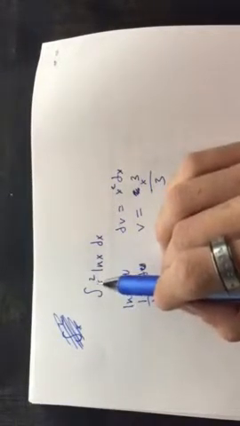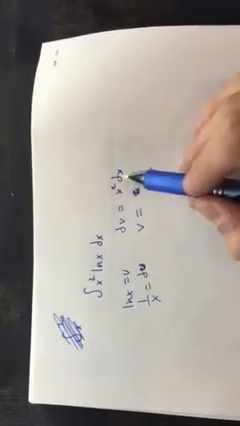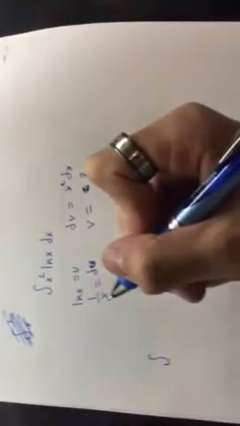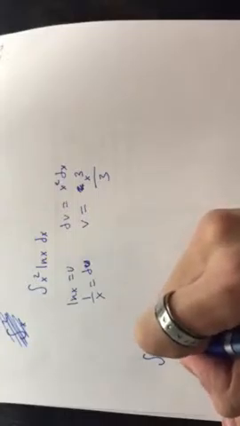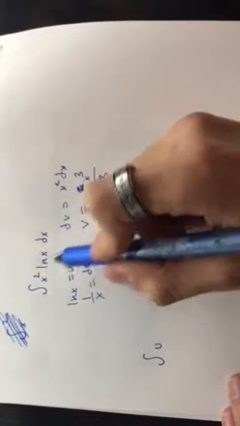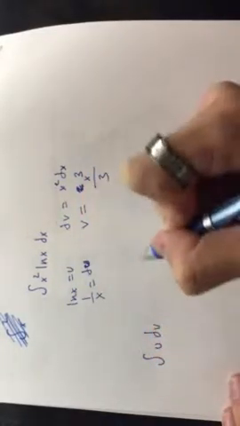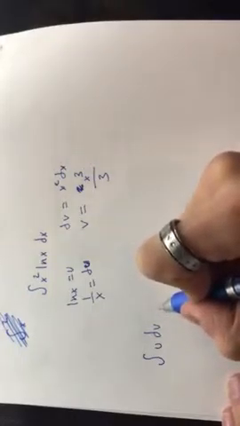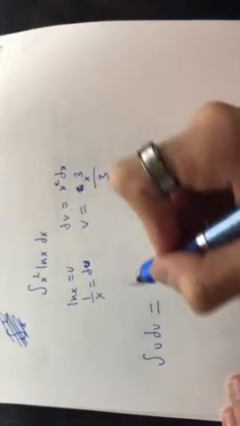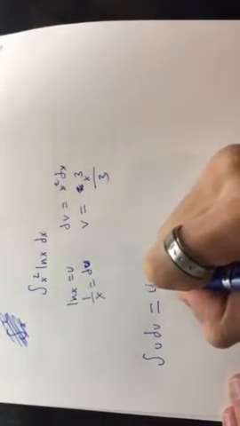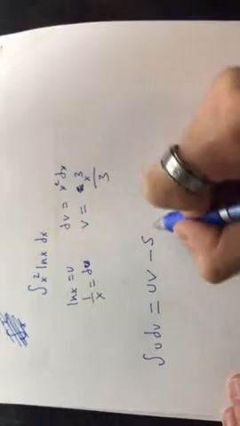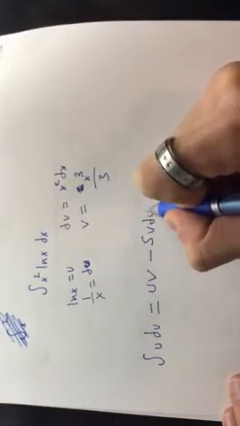So now we're going to want to rewrite this in terms of u and dv. So this is equal to, and we're going to use ln x, which is u, and then dv, because that's x squared dx. Now, to solve this, we have to write an equation. The equation is the same no matter how you're doing it, and this is what it looks like. It's uv minus the integral sign, v du.